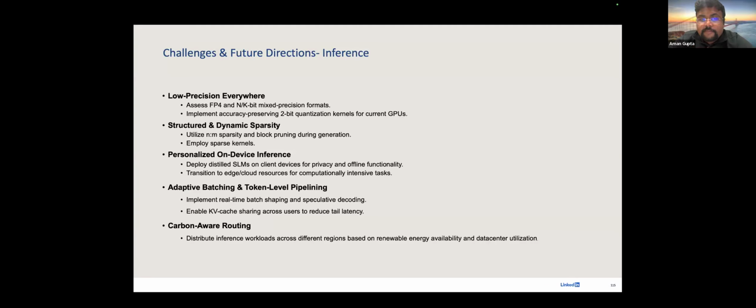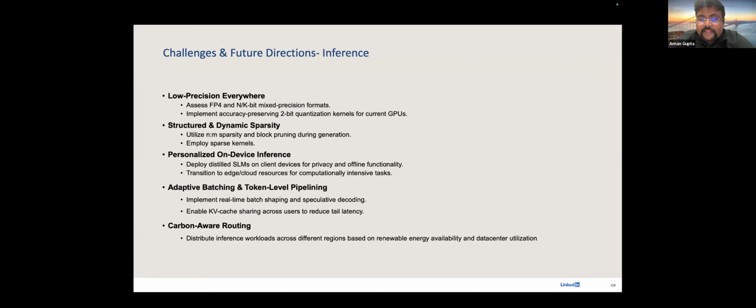Third, personalized on-device inference. You need to deploy smaller distilled models to client devices. This is something Apple already does with their foundation model on the iPhone. We'll see more and more such use cases. Like today, Qwen3 was launched, which is 0.6B. So we expect smaller models to make their way to on-device inference or client devices very, very soon.